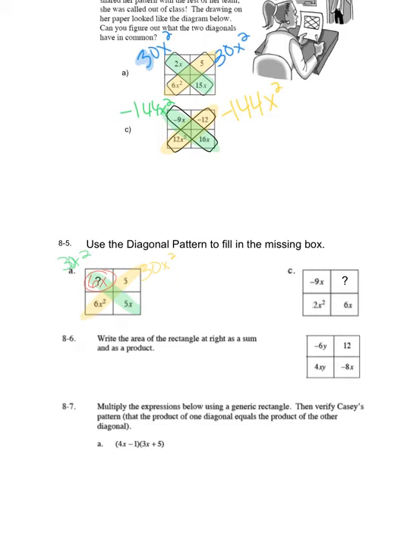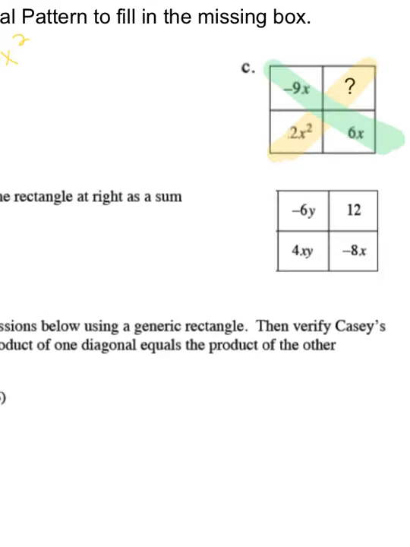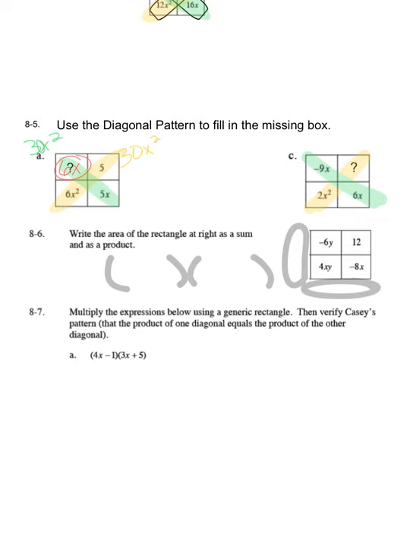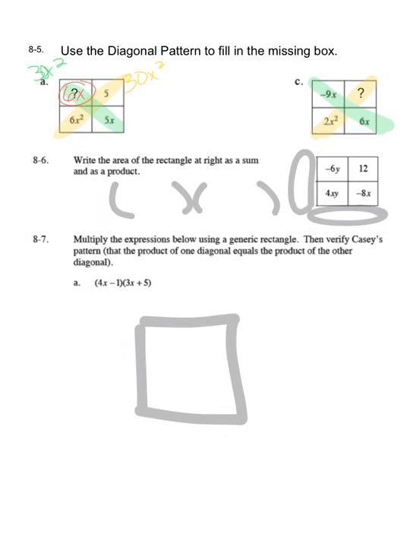You try multiplying the diagonals and see if you can figure out what number is missing in the question mark. For number 6, you have to look for what are those common numbers that you can take out, find out what would be the outside length and width, and write them in parentheses. And lastly, problem 7, you will have to make the generic rectangle and multiply in the 4x minus 1 on one side and 3x plus 5 on the other. Multiply them out and list what the sum is at the end.